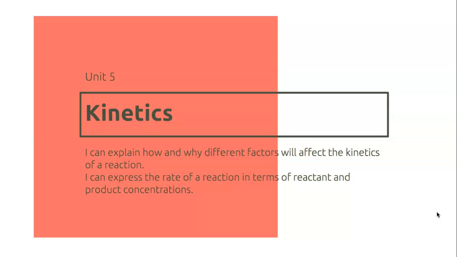We're going to talk about kinetics, chemical kinetics. I've got our learning objectives for today's lesson written on our first slide, so let's take a moment to read through those. By the end of today's lesson, you should be able to say, I can explain how and why different factors will affect kinetics of a reaction, and I can express the rate of a reaction in terms of reactant and product concentrations.